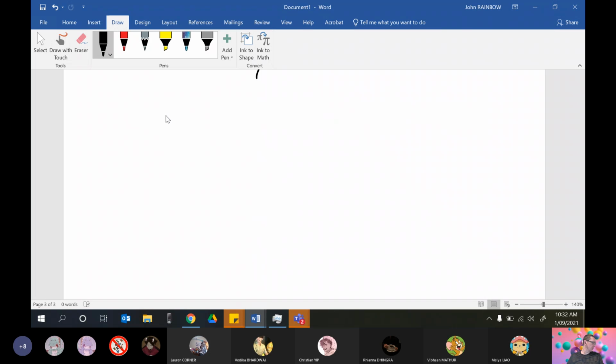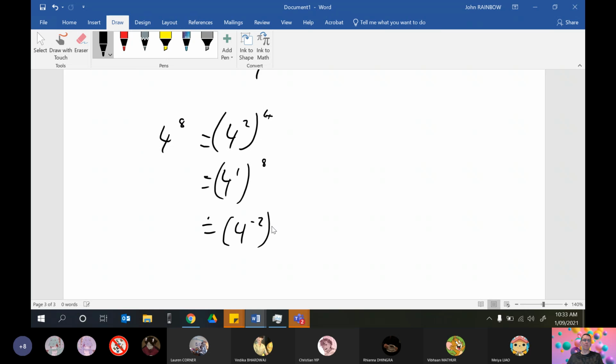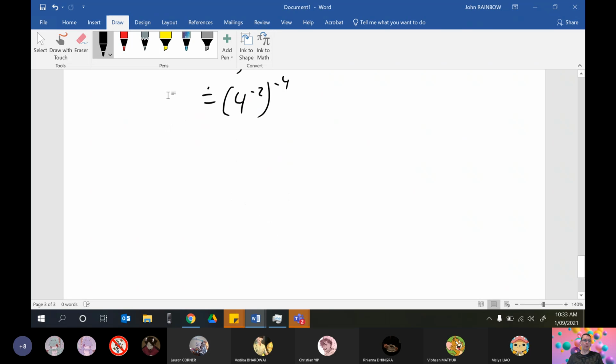So you multiply those on the outside. So what does that mean? If I've got 4 to the power of, I don't know, 8, I could write that also as 4 squared to the power of 4. Or I could write it as 4 to the power of 1 times 8, which multiplies it in. I could, if I really want to, do it as 4 to the power of negative 2, negative 4. All the laws will apply.